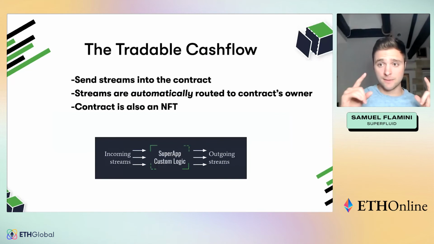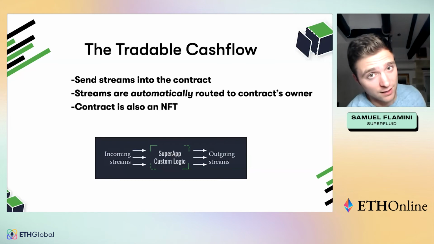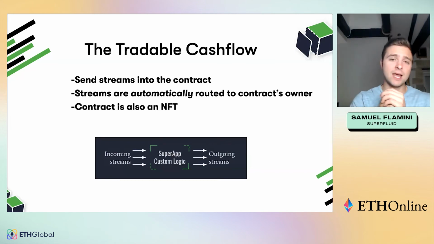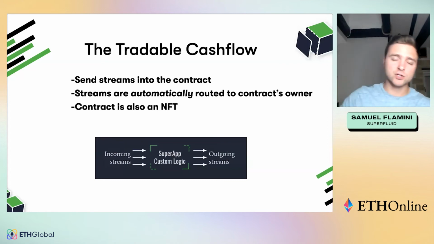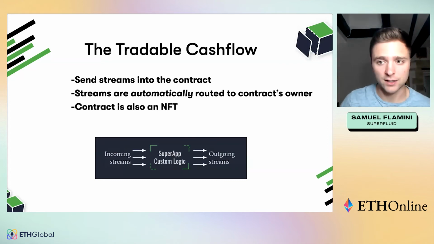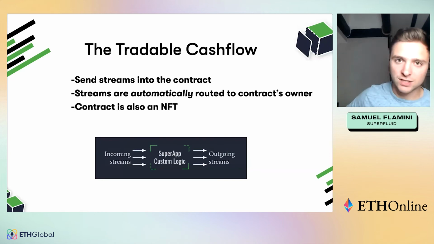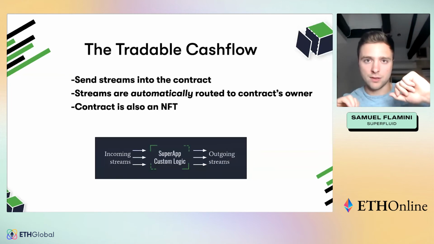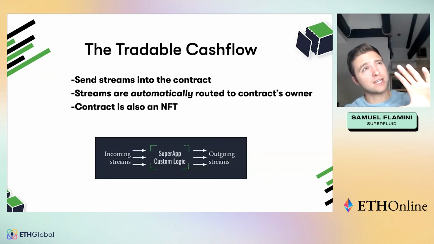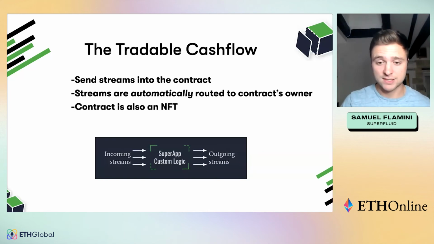In this case, what the tradable cash flow does is it receives streams. It's also an NFT contract at the same time, which is pretty cool. And it can automatically send 100% of the inflow into the contract to the owner of that NFT. So it is literally a tradable cash flow. Anytime the stream is stopped, the outgoing streams are stopped. Anytime the NFT is traded, all the cash flow will follow the NFT to the new owner, which makes it literally like an asset that can be plugged into the rest of DeFi.